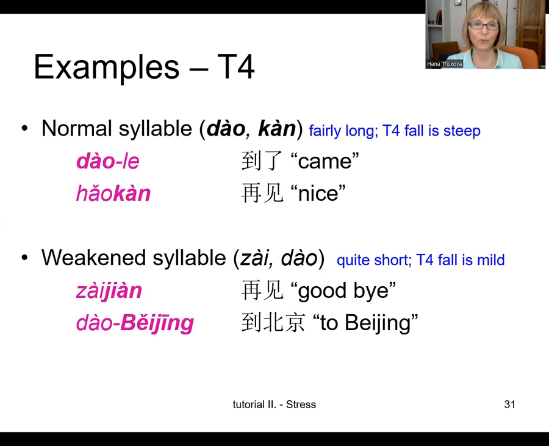And finally, the fourth tone, normal syllable would be fairly long and the fall of the fourth tone would be quite steep. 到了，好看. And the fourth tone weakened syllable would be quite short and the fall would be quite mild. 再见，到北京. You can try it yourself.